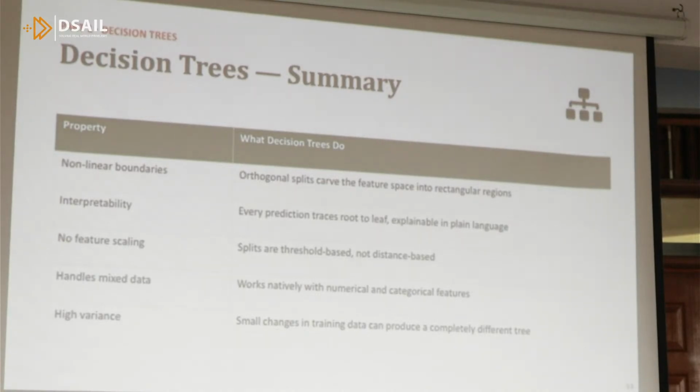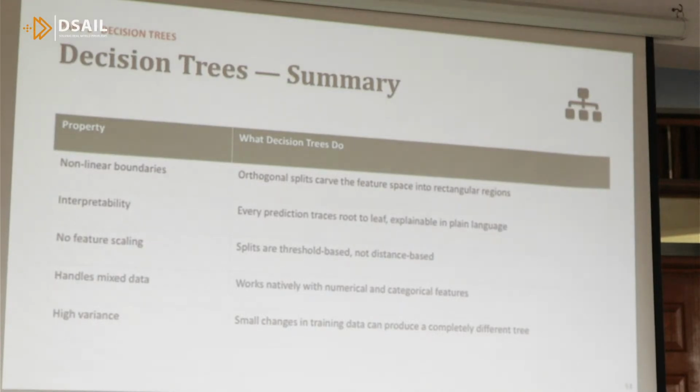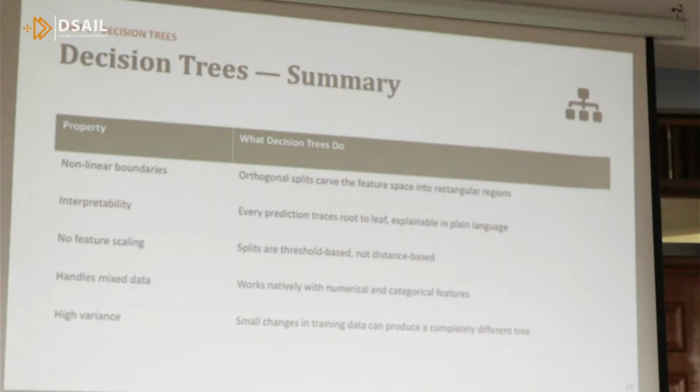So here's a summary. I think I'll just pass over this very quickly. Nonlinear boundaries, like the orthogonal splits that we saw. It's interpretable because at each step it's a question asked and answers given, and we know why the question is asked because of the information gain. So it's very interpretable. We chose temperature because it has high information gain, and we can show the value for that by calculation. There's no feature scaling needed, handles mixed data. We are going to see that in other methods like boosting and bagging. And then a high variance.